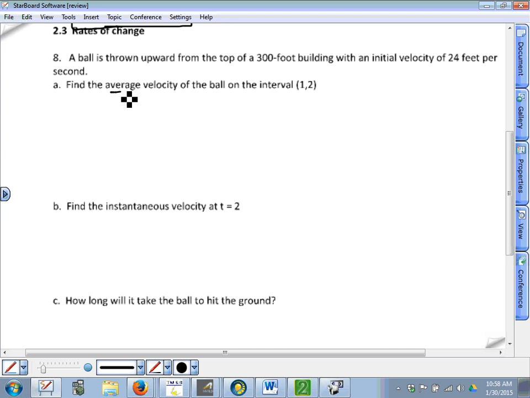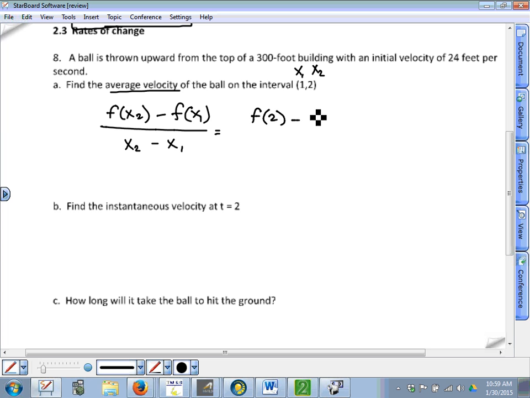So, the average velocity in this case of the ball over the interval from 1 to 2 is going to use the formula f of x2 minus f of x1 all over x2 minus x1, where this would be x1 and that's x2. So it would be f of 2 minus f of 1 all over 2 minus 1.